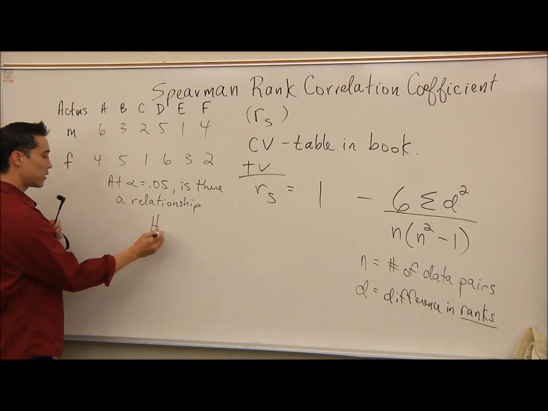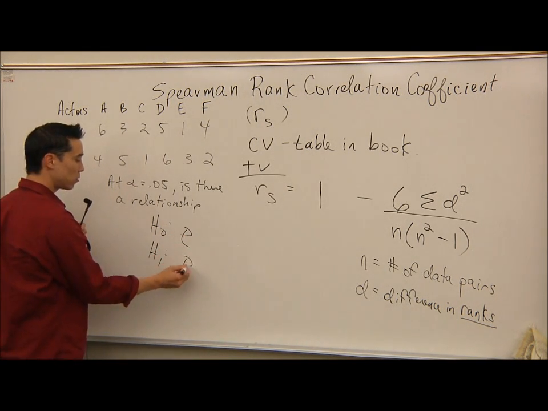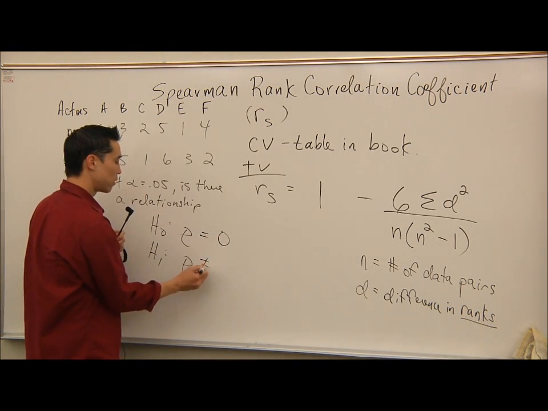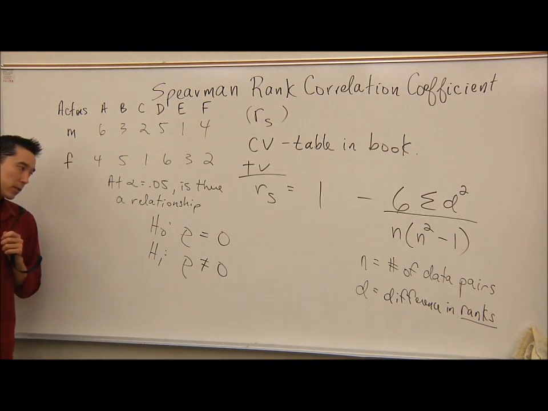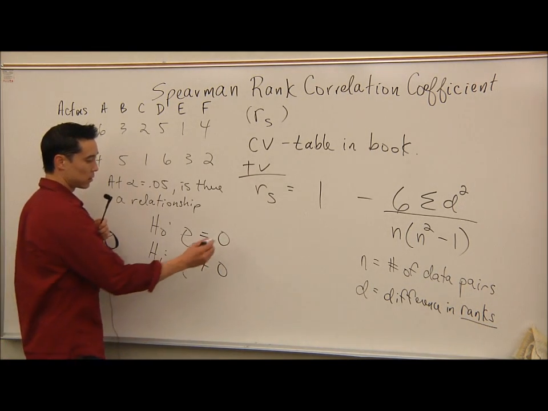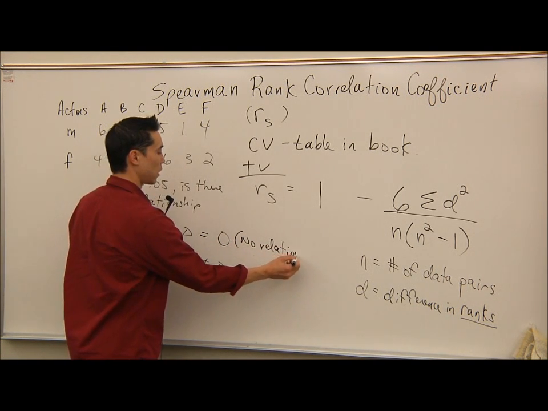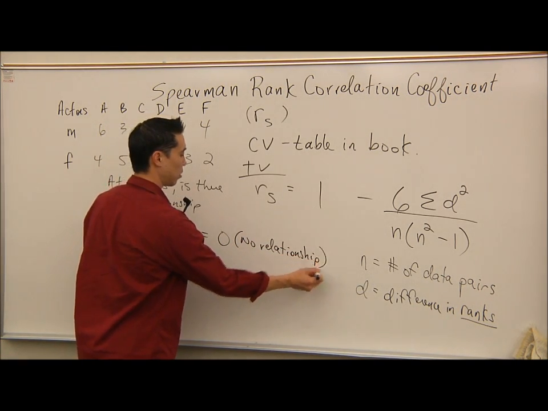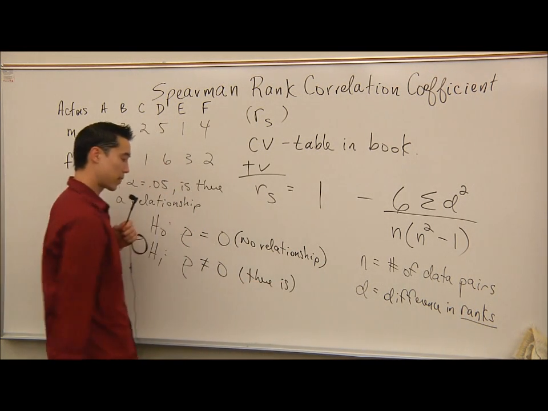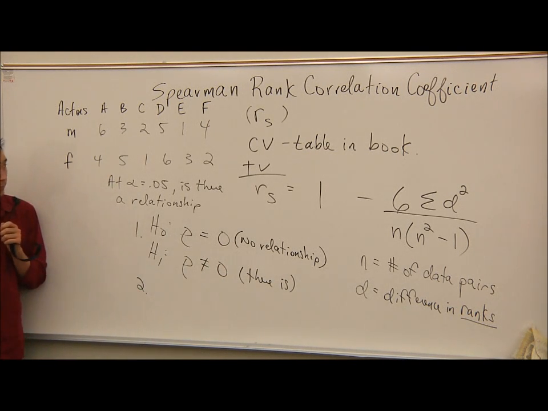The H0 and the H1 are still going to be back to rho. Rho equals 0 versus rho not equal to 0. Rho equals 0 says there's no relationship in the rankings. Rho not equal to 0 says there is. That's very similar to what we've already done before with correlation, a couple chapters ago.